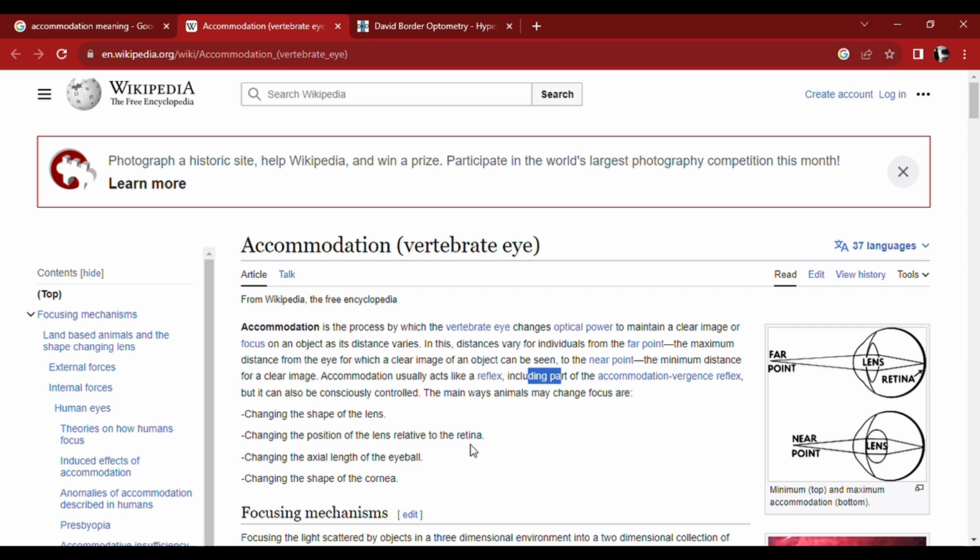As for the ways these changes occur in the human eye, it's changing the shape of the lens. The posterior position of the lens relative to the retina is fixed in the human eye. The eyeball does not change, and the cornea does not change. So for the case of a human, it's only the shape of the lens. This is a good point to understand the far point and the near point.